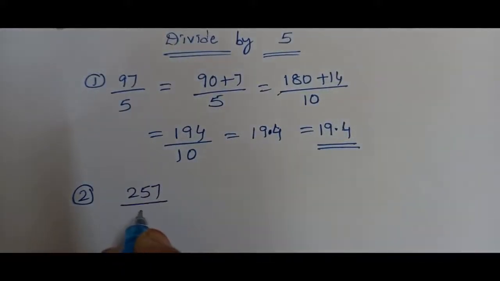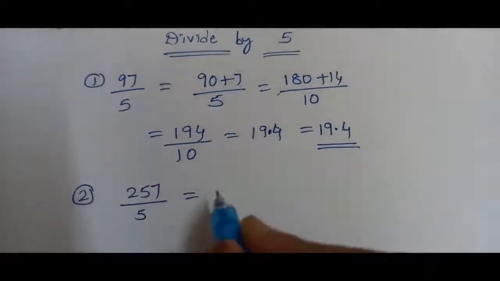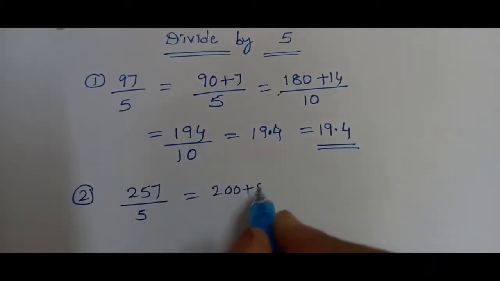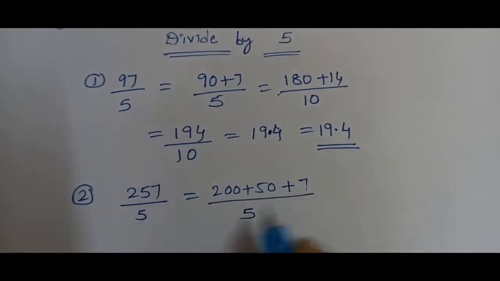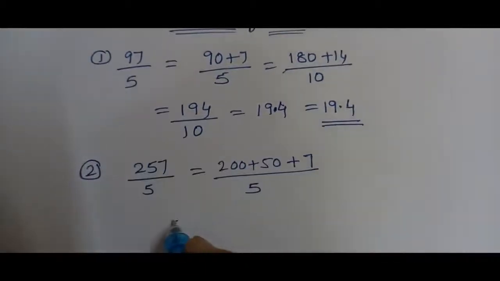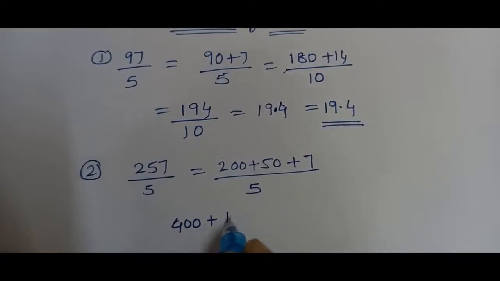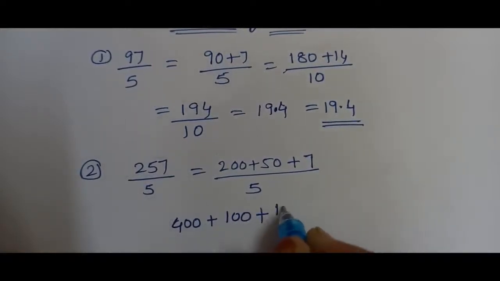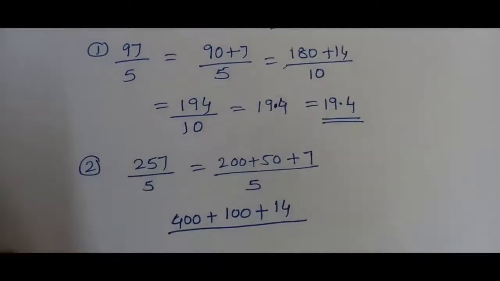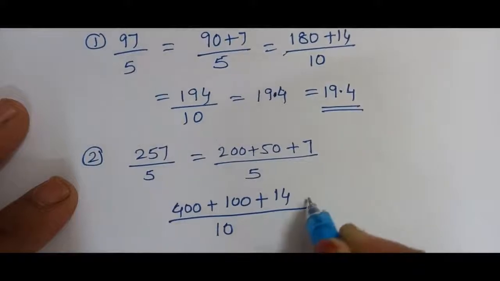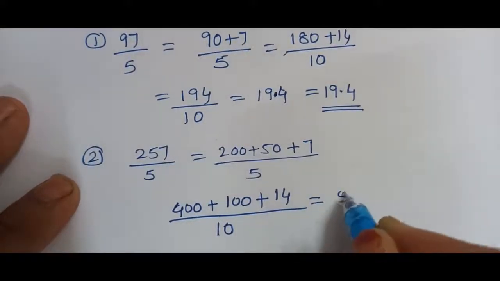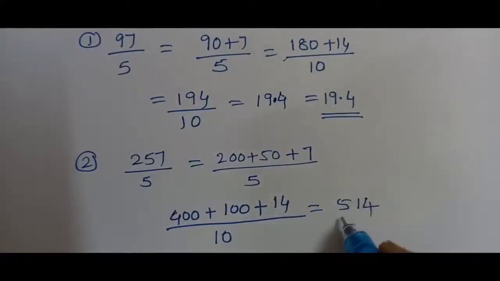257 by 5. So, write 257 in expanded form: 200 plus 50 plus 7 by 5. Now, double it. 200 becomes 400. 50 becomes 100. 7 becomes 14. We need to double the denominator also. So, 5 becomes 10. So, 514 by 10.